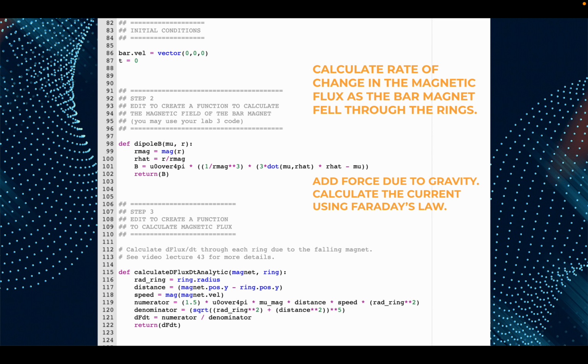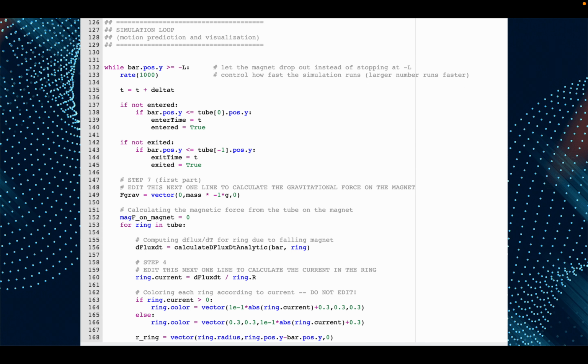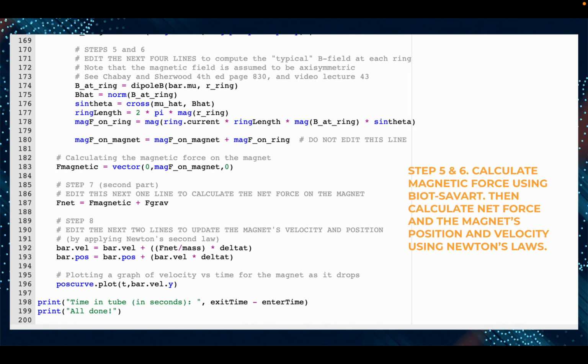And then from there, I moved on to calculate the rate of change in the magnetic flux as the bar magnet fell through the rings. And then for part 4, I added the force due to gravity and calculated the current using Faraday's law. Moving on, this is just more from the template. And then for steps 5 and 6, we use the magnetic force with Biot-Savart law, and then calculate the net force and the magnet's position and velocity using Newton's laws.